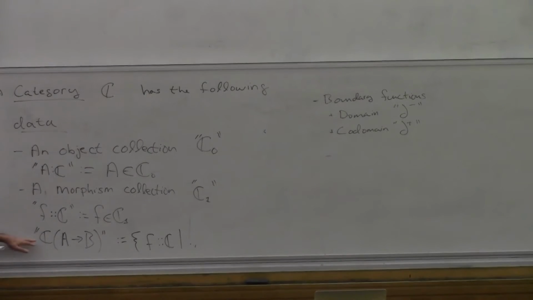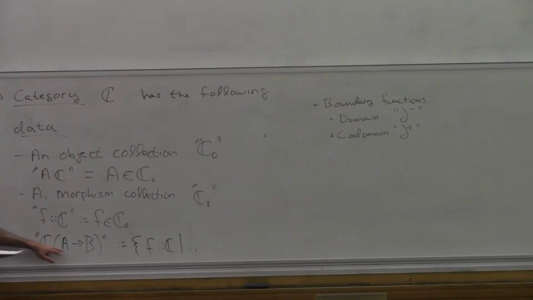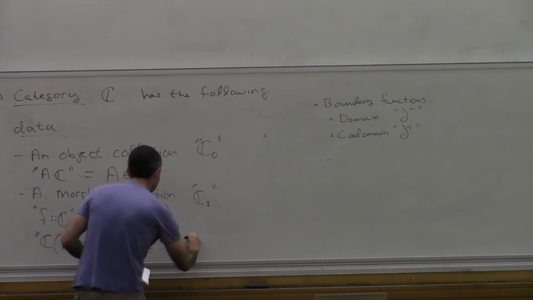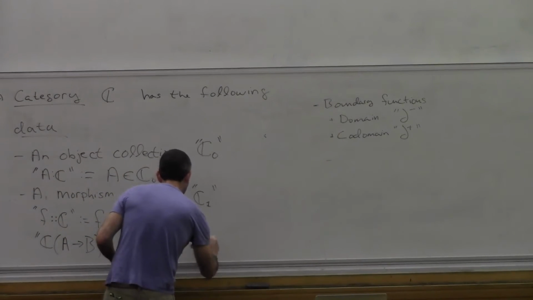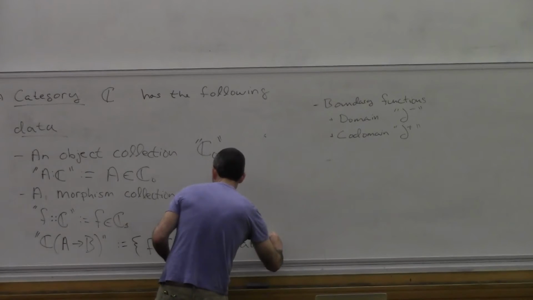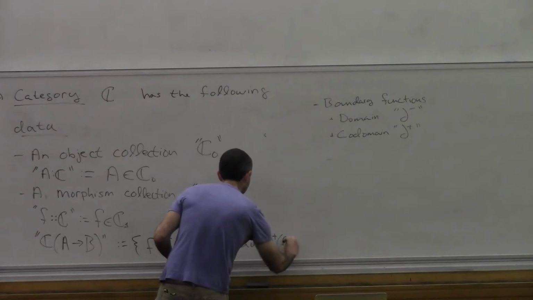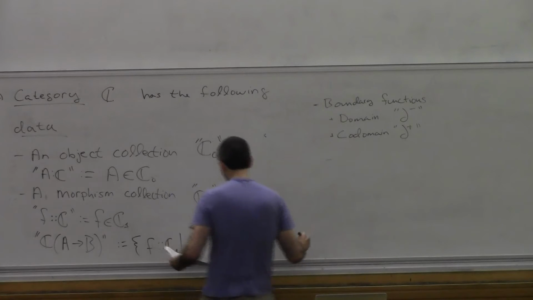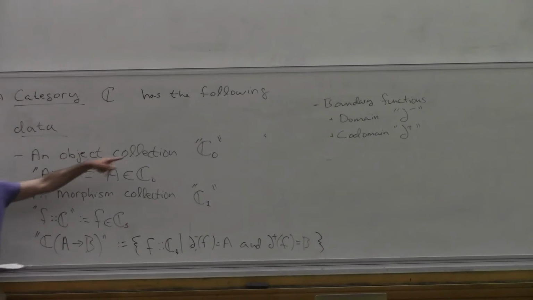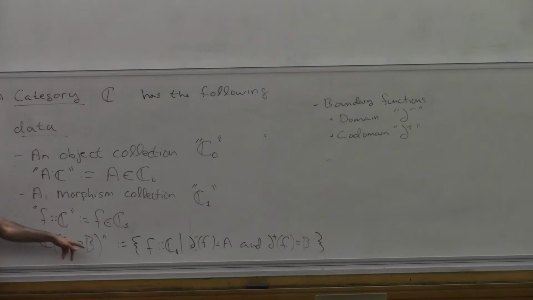Okay. And now, I won't erase this, but arrows are classified by their boundaries. So what that means is we write in the category C from A to B to mean the collection of arrows in C such that the domain of the arrow is A and the codomain of the arrow is B. And this collection is called HOM, right? So it's just a sub-collection of the collection of all the morphisms, namely the one whose domains are A and whose codomains are B.